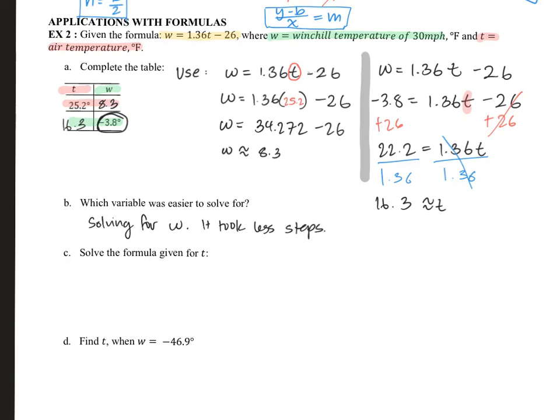Because all we did for solving for W was we multiplied and then we subtracted. When we were solving for T, we had to do that subtraction from both sides, then we had to do that division on that side. We had to do a lot more movement on one side than the other.